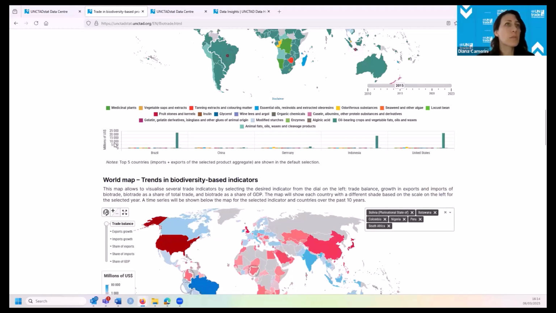We said first pillar, the classification. Second pillar, the data and the databases. Third pillar are these visualization tools that facilitate the extraction of information from the database.